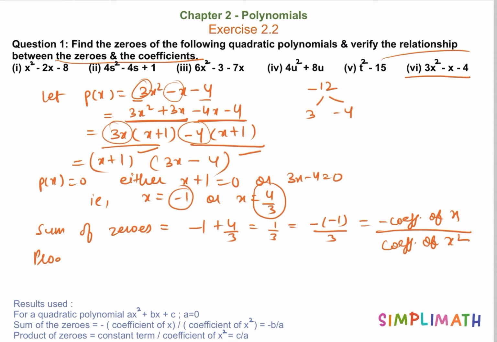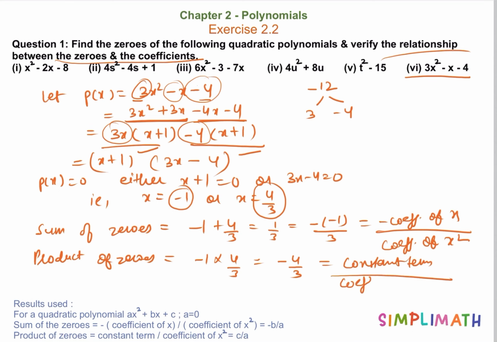Now let us come to the product of zeros. Product of zeros is minus 1 into 4 by 3. I can write this as minus 4 by 3. Now from here we know that minus 4 is the constant term and 3 is the coefficient of x square. So this is how you have to proceed with such questions.